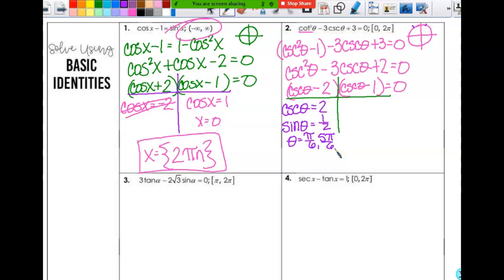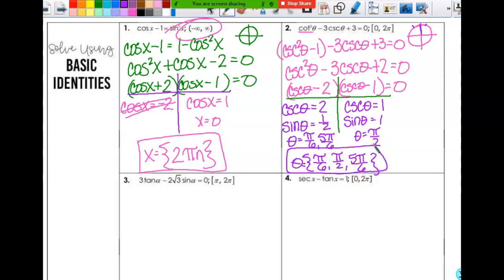Then I need to take care of the other factor, so this will give me cosecant theta equals 1. I would rather think about sine, right? And then sine is 1 only one time around the circle, and that is at pi/2. So theta equals pi/2. Then I just need to put all my answers together, just like we did yesterday. I start with pi/6, then it's pi/2, and then it's 5 pi/6. Okay. Any questions at all?